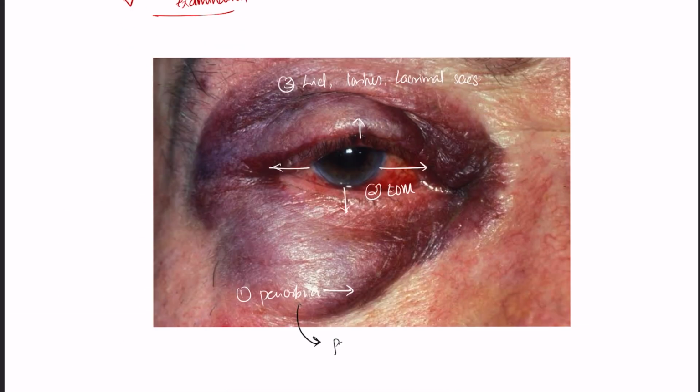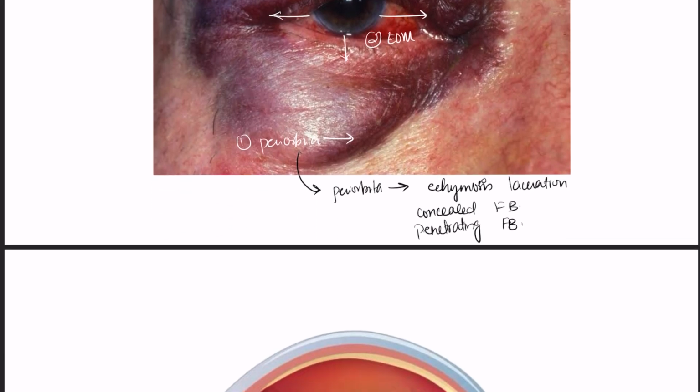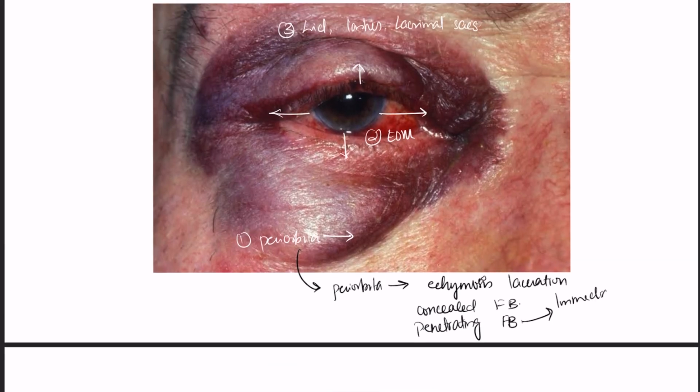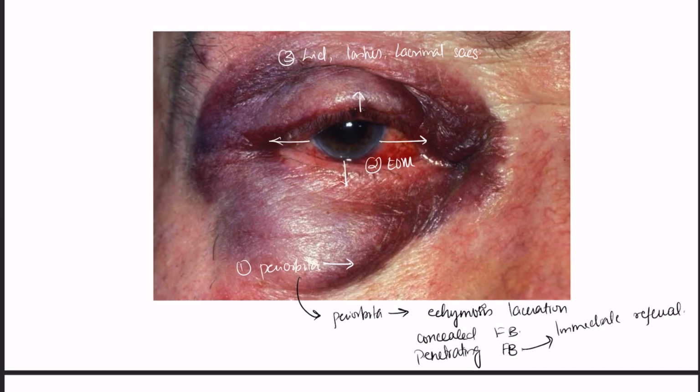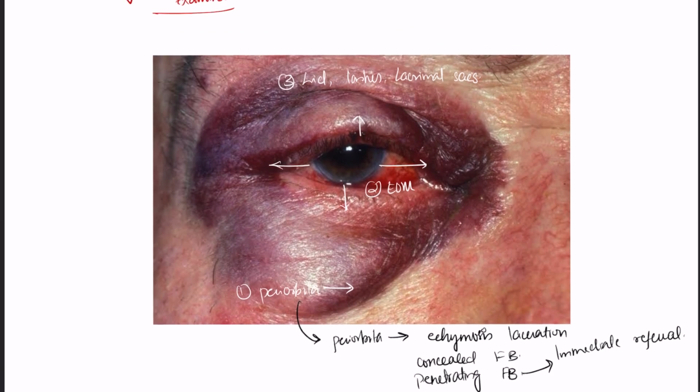In anterior examination, first about the periorbita, we have to look for ecchymosis, any laceration, and any concealed foreign bodies or any penetrating foreign bodies. In penetrating foreign bodies, we have to immediately refer to the ophthalmologist. It is an ophthalmologic emergency.